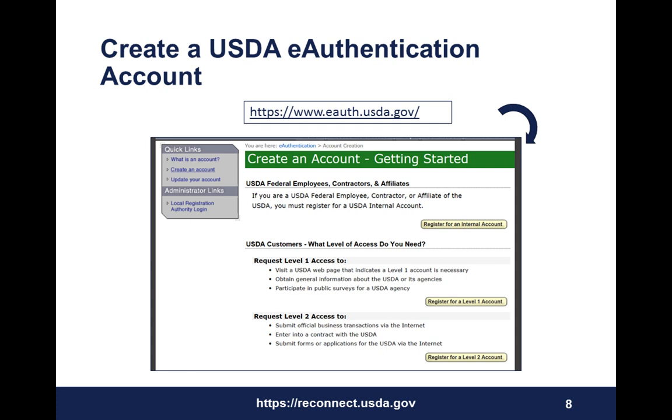Applicants will then navigate to a Create an Account link and select Register for a Level 2 account button as seen on the slide. After populating the required information to obtain Level 2 eAuth, the user will be routed to a summary page. Review the information for accuracy and select Submit. An email will be sent to your email address with the additional instructions to complete the process.